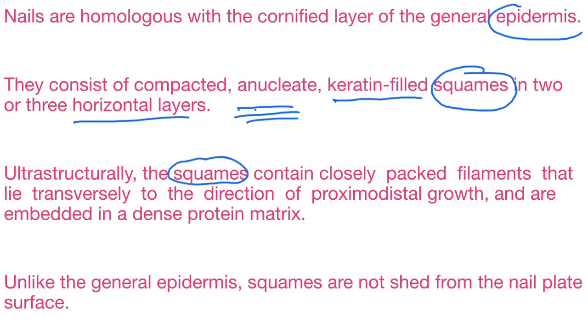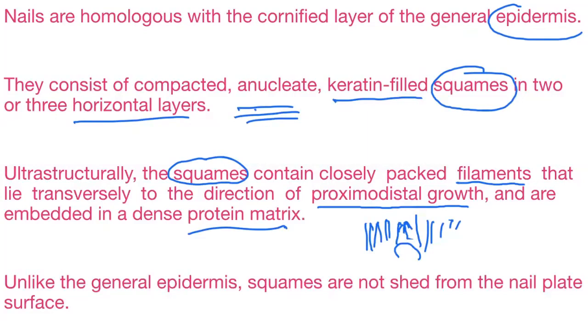Ultrastructurally, the squames contain closely packed filaments that lie transversely to the direction of proximo-distal growth. That means if the nail is growing like this, they are arranged like this, transversely to the direction of growth, and are embedded in a dense protein matrix. Unlike the general epidermis, squames are not shed from the nail plate surface.